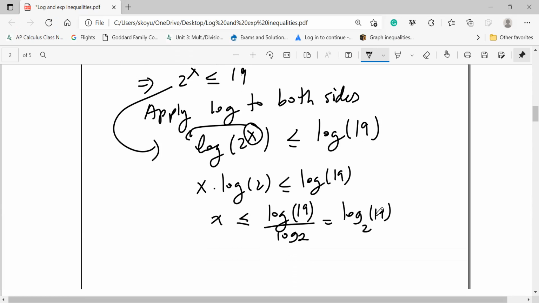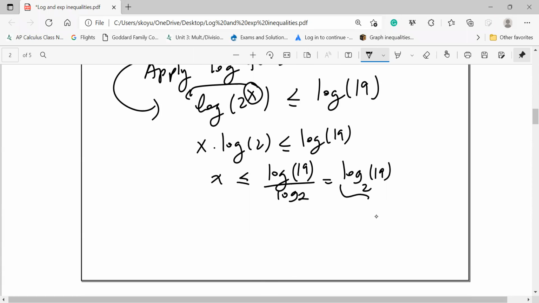Okay. So I can compute this number if I want the numerical answer, or I can just leave it like this and write my answer. So the solution is really just going to be from negative infinity to that number, because x is less than that number. So this will be log base 2 of 19. And then I can just leave my answer like this. Okay. So that's one example.